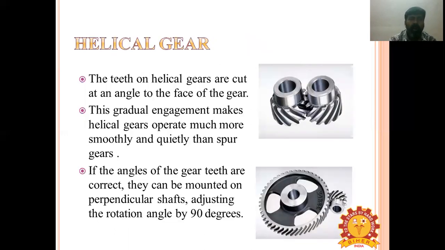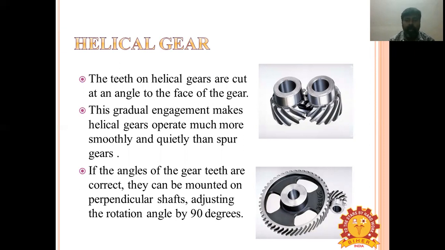Then come to the helical gear. Helical gears are a simple modification of the ordinary spur gear. The spur gear is most common when two parallel shafts are connected. However, to reduce noise and improve the smoothness of operation, helical gears are preferred. The helical gear has teeth in the form of a helix around the gear.